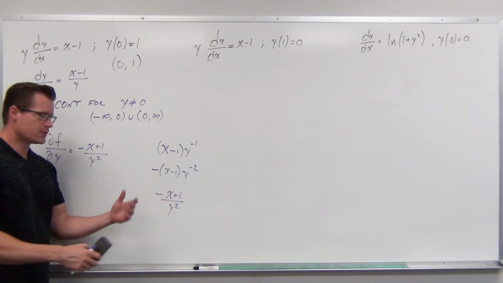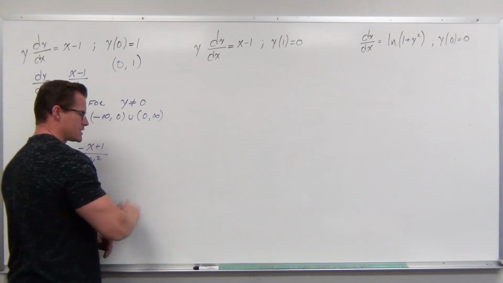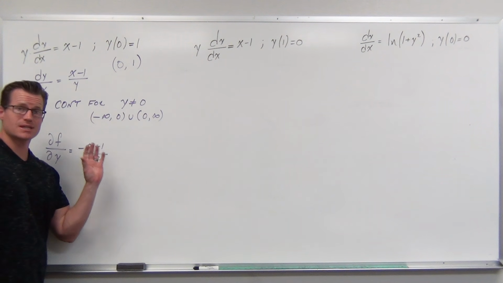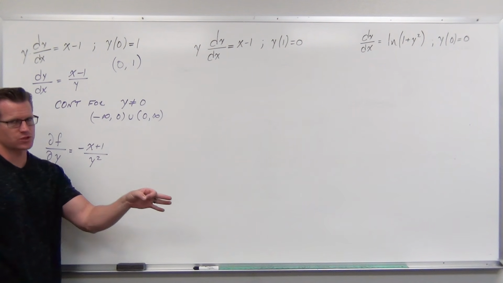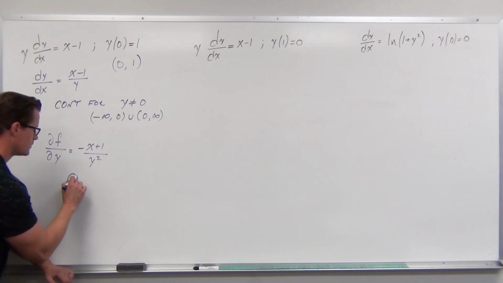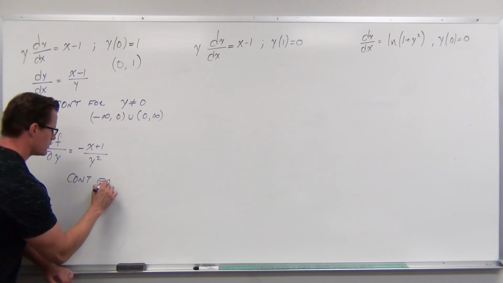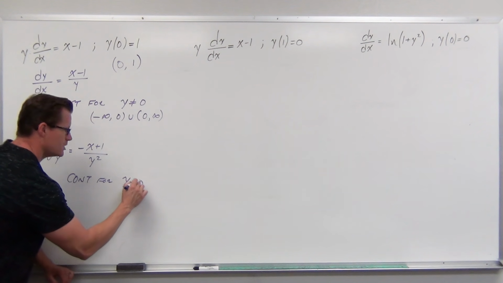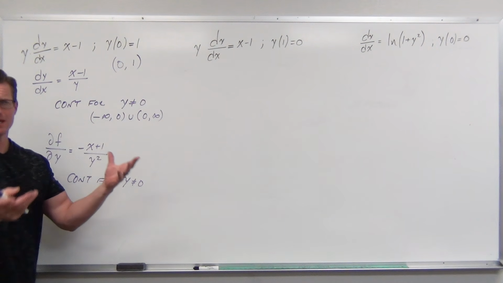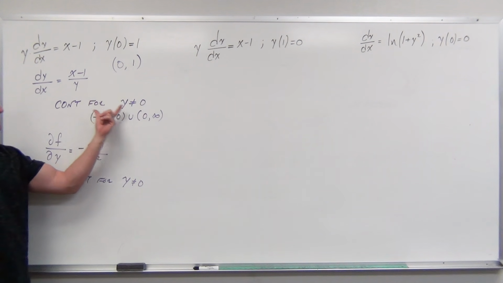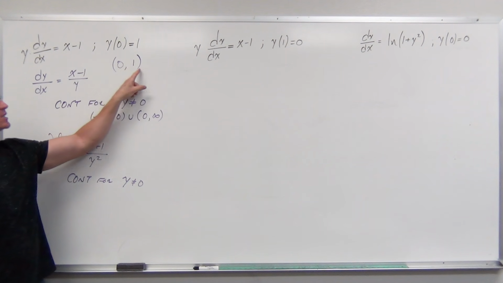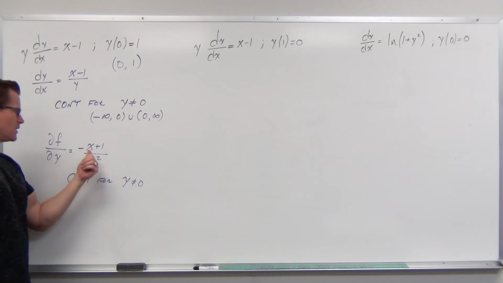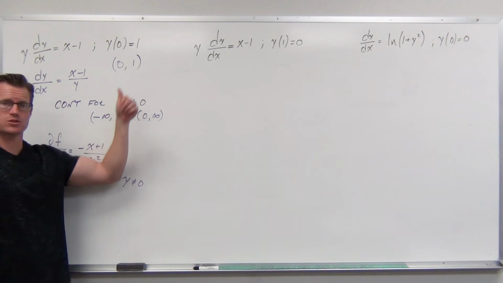That's what that would give us. And now we check continuity for this as well. Well, nothing's really changed, has it? X can be all real numbers, so this is continuous for all x values. It's continuous for y as long as y is not 0. And you can do exactly the same interval. In either case, we see that it's the same exact continuity. So this function is continuous around that point. This partial derivative is also continuous around that point.